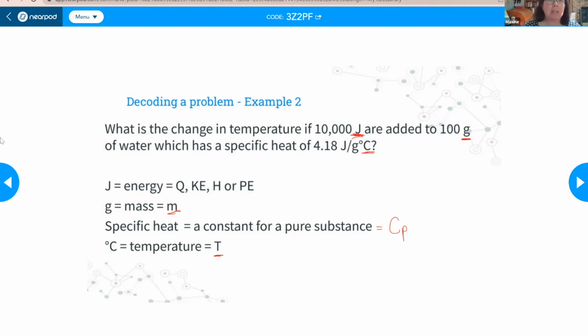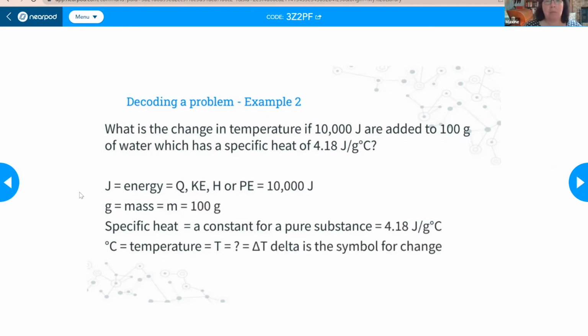I'll show you guys that in a second, because I'll link it in Classroom so you have a copy of it. Okay, so taking my numbers, my J is 10,000 joules of energy. My g, which is a mass, is 100 grams. And my specific heat, it says, is 4.18.